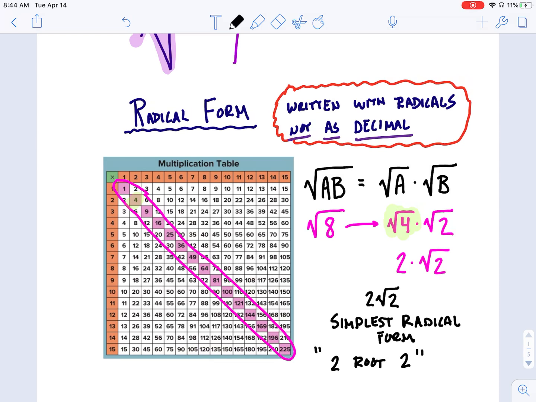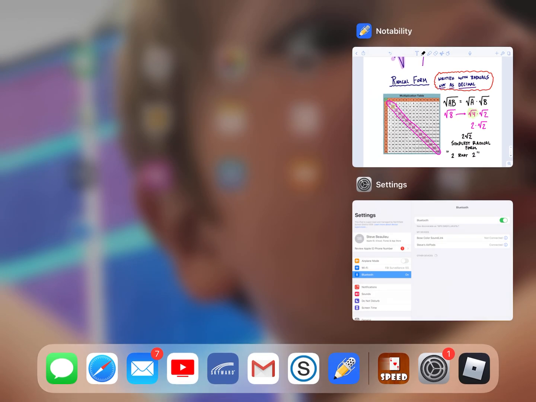Another little thing about that. If I go over to the calculator, let's see.